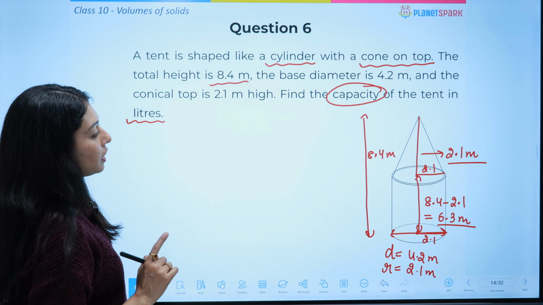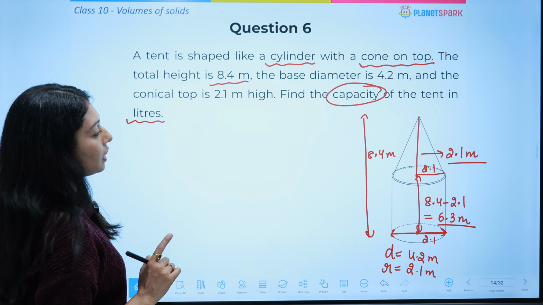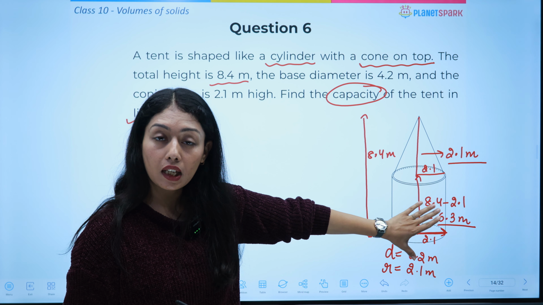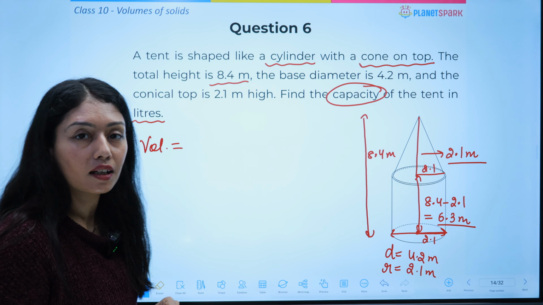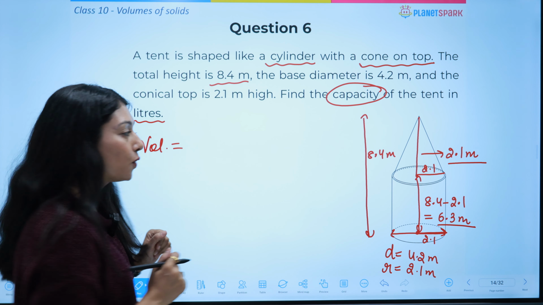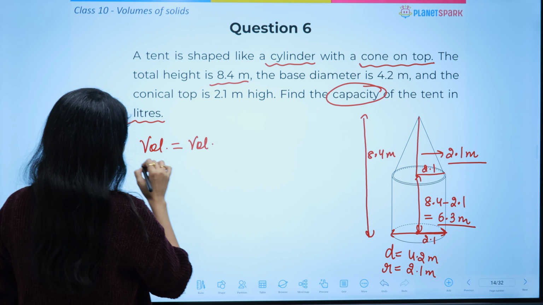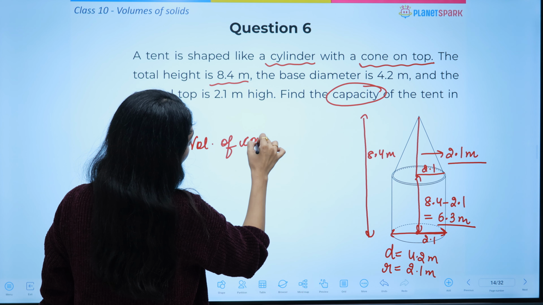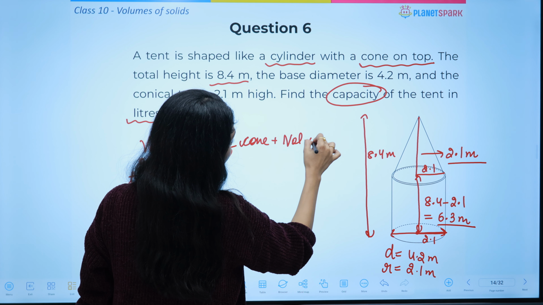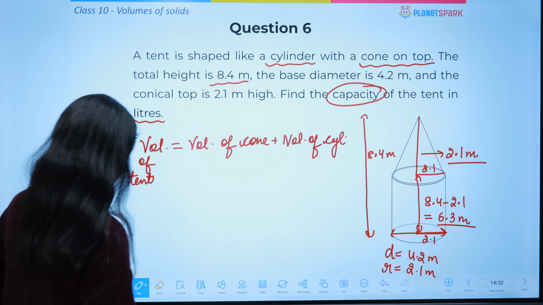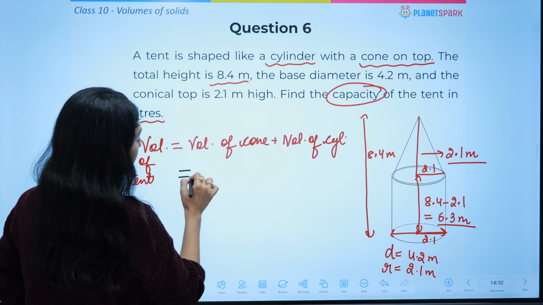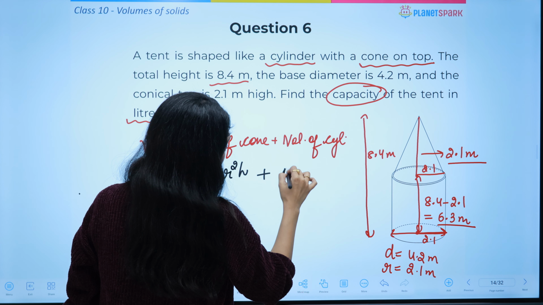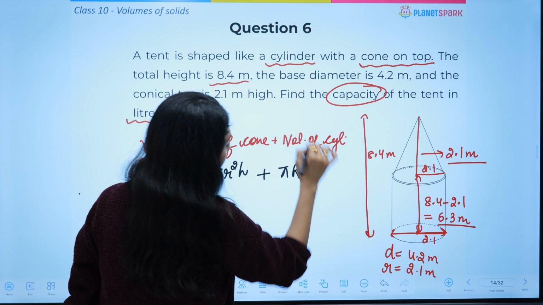Now that we have everything, we can find the volume first. So volume of this solid is given by volume of cone plus the volume of the cylinder. Quickly tell me the formulas in the comments, or if you have already got the answer, just write that down. Volume of tent is volume of cone plus volume of cylinder. Plug in the formulas here: 1 by 3 pi r square h plus pi r square h.